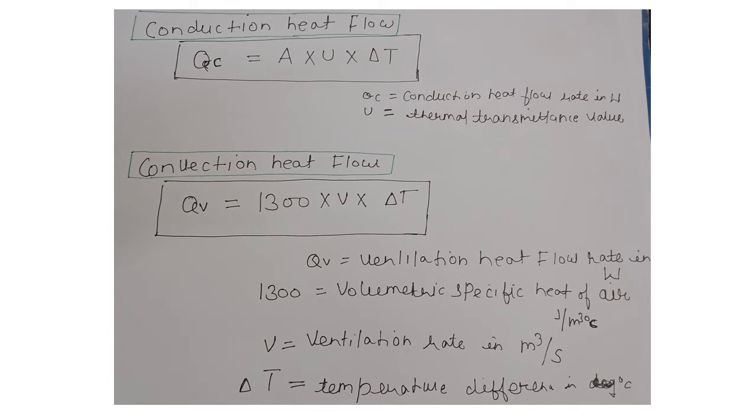Now quickly we will get into the formulas which calculate heat flow. For conduction heat flow, QC is equal to A into U into delta T. Here U is the thermal transmittance value, QC is the conduction heat flow rate in watt, A is the area of surface and delta T is the temperature difference. Convection heat flow is equal to 1300 into V into delta T. This convection heat flow counts when we do ventilation through air conditioning and forced mechanisms. 1300 is the specific heat of air, V is the ventilation rate in cubic meter per second, and delta T is the temperature difference. This formula is used in calculation of ventilation rate and in air conditioning problems.